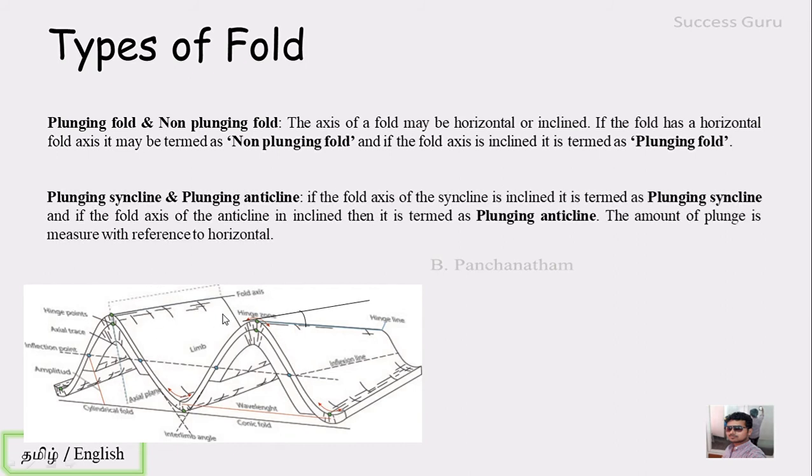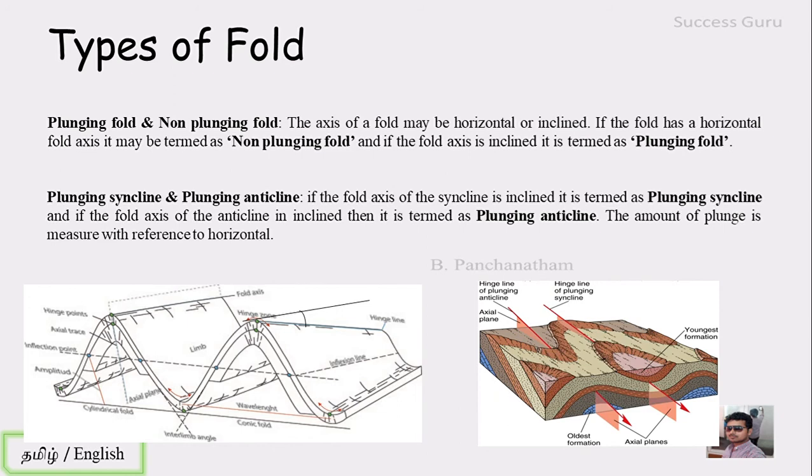Okay, and the next one is the plunging syncline and the plunging anticline. So the same things happen. What happened here? It is a syncline, and the axial plane is plunging, and that forms an elongate outcrop like a nose. So this will be the plunging syncline, and this is an anticline, and the axial plane is plunging towards you, so it is a plunging anticline.